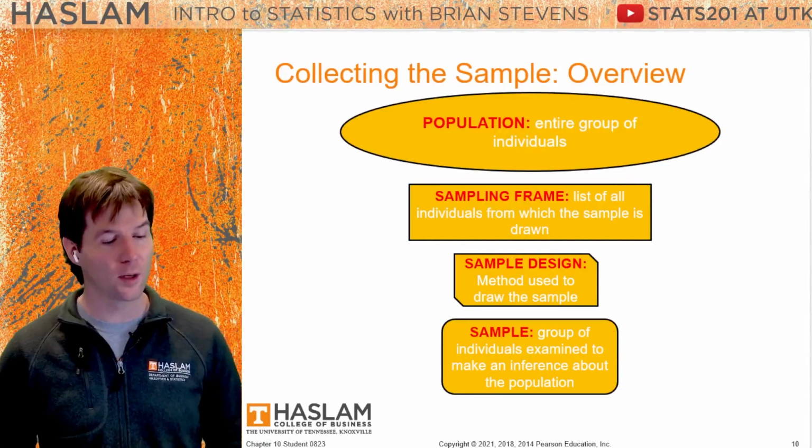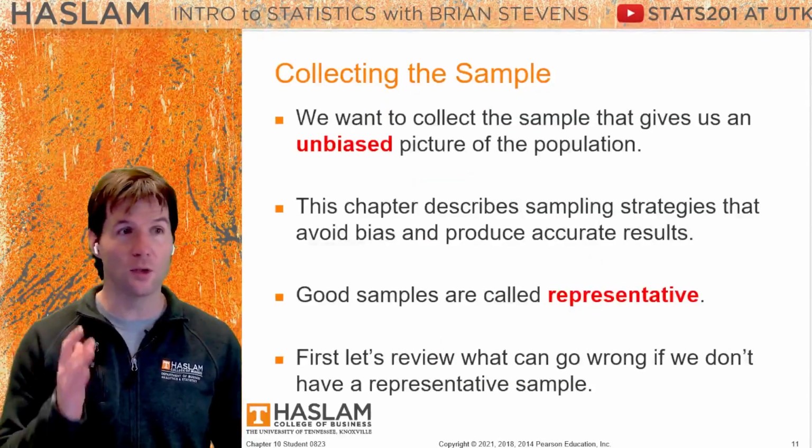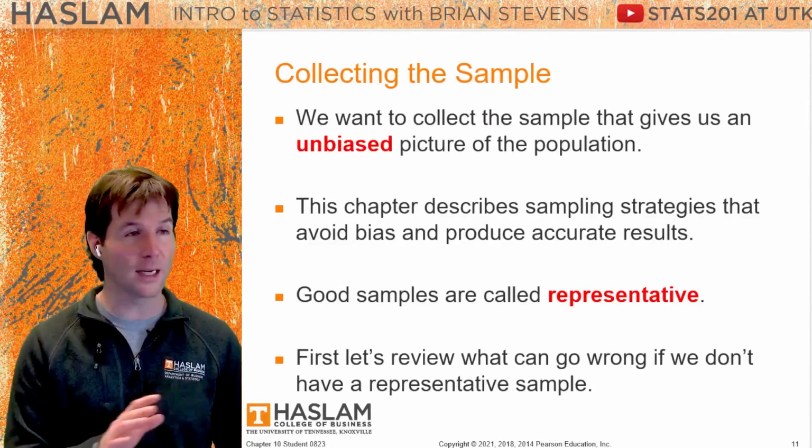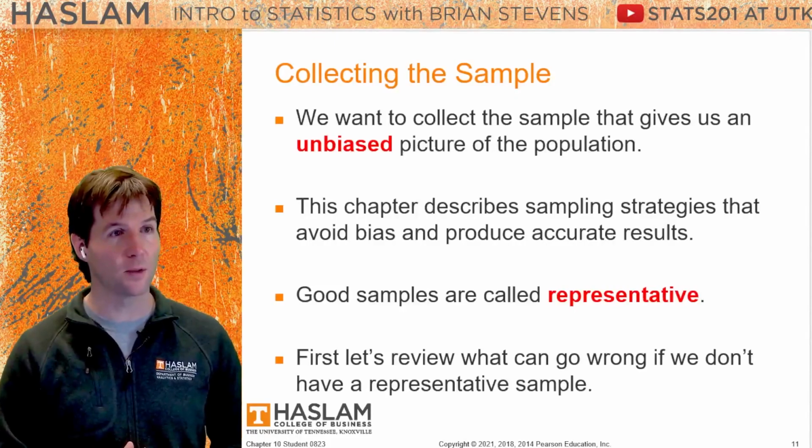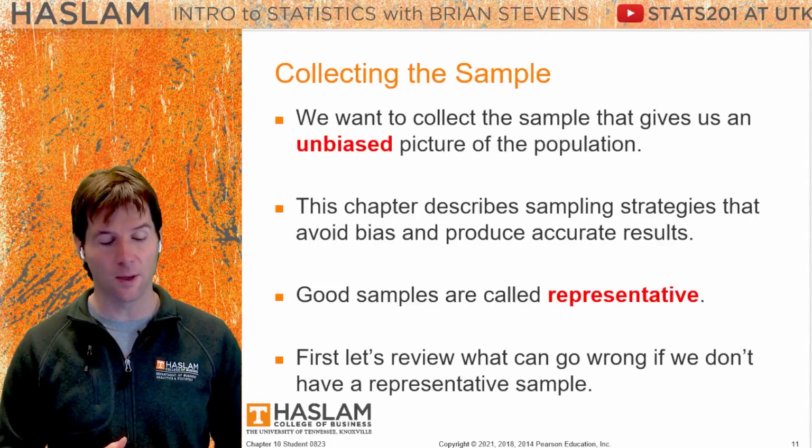Let's think about how we're going to collect these samples. We keep saying we do not want bias. Bias brings us away from the truth. So we want good, representative samples. What are some of the biases that can impact us?